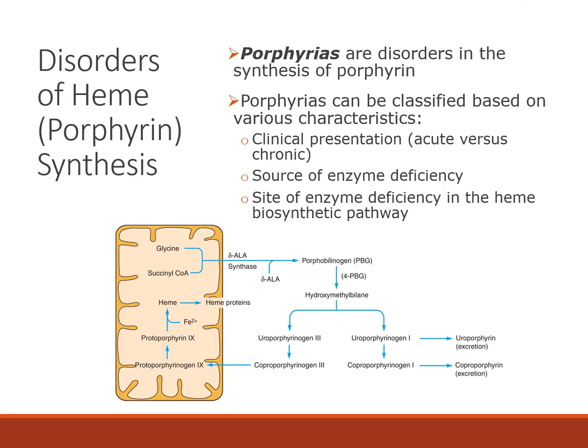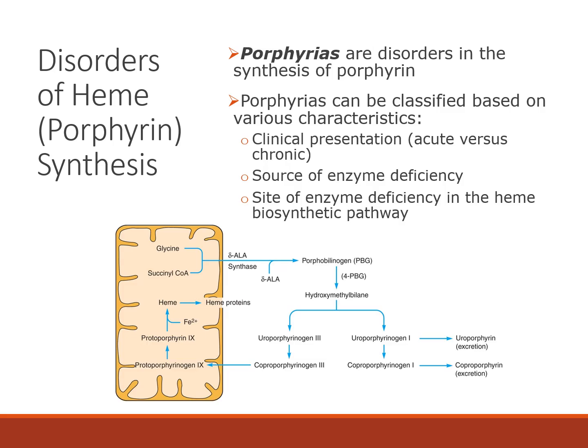Okay, so disorders of heme. When we think about the production and development of our heme group, we know this is going to take place in the mitochondria during the nucleated stages of development. I'm not going to go too deeply into this, but I do want you to know that porphyrias are a disorder of the synthesis of porphyrin.